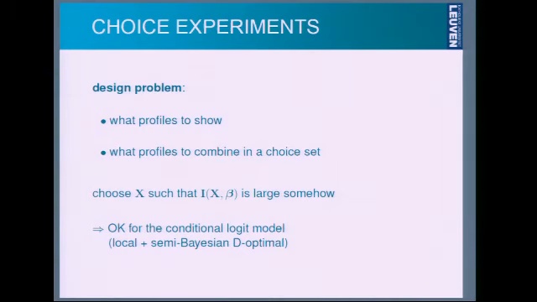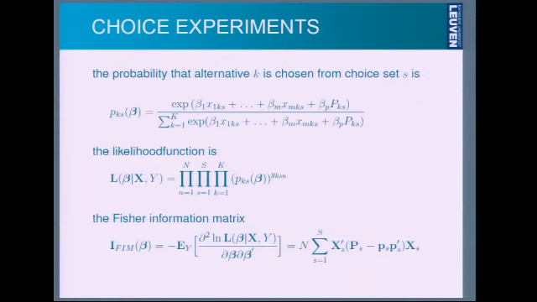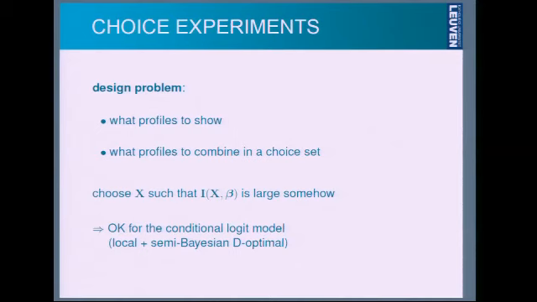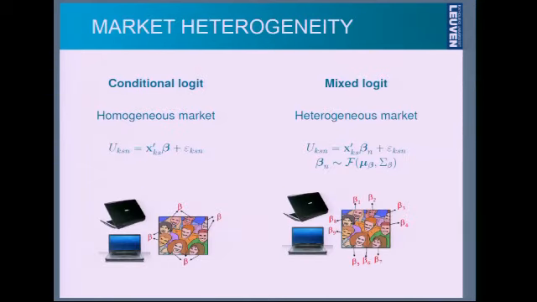And in this case, the information matrix can easily be written down. So you can just optimize the information to get the best information about the beta. Well, this has been done for this model in a local optimal way, in a semi-Bayesian optimal way. But now we will complicate the problem a little bit.